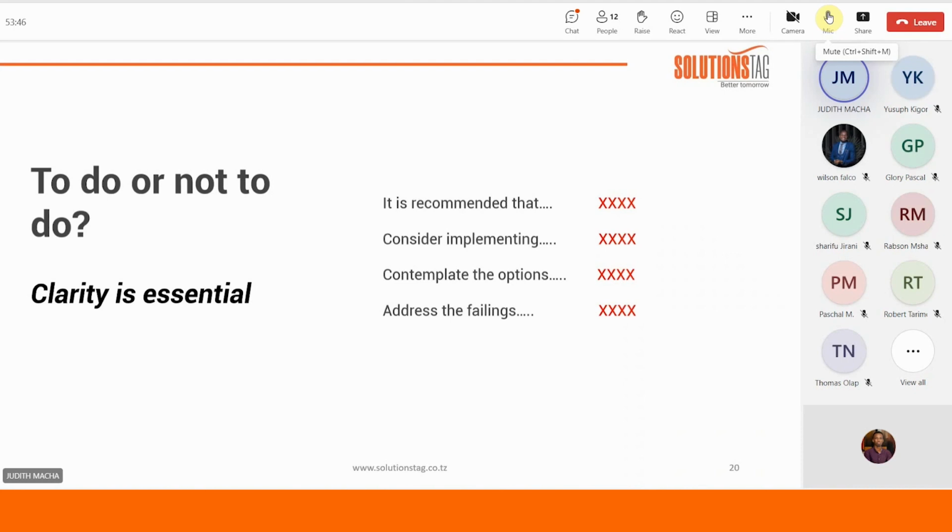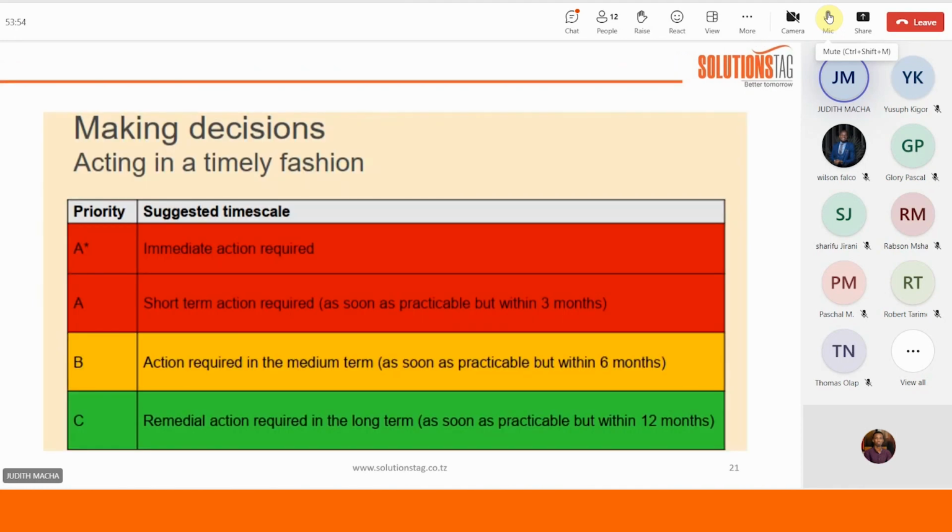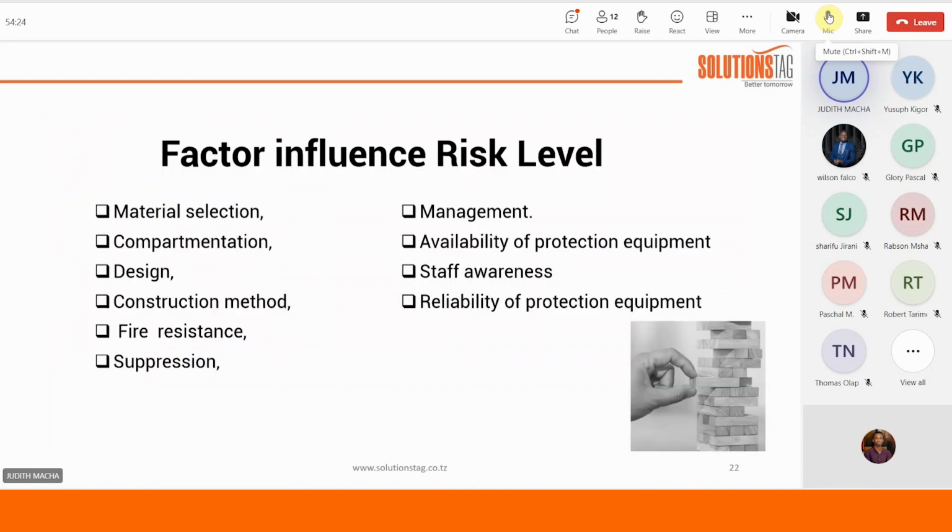Just be clear of what is supposed to be done, how it's supposed to be done, and what is not supposed to be done in that area. Clarity is very essential. In clarity, you may find some issues that require immediate action. You have to specify this requires immediate action, this needs action within probably 3 months, or 6 months, or 12 months, or in the long run. You have to make sure that whether it's the client or whoever is reading that report, they understand what is supposed to be done.